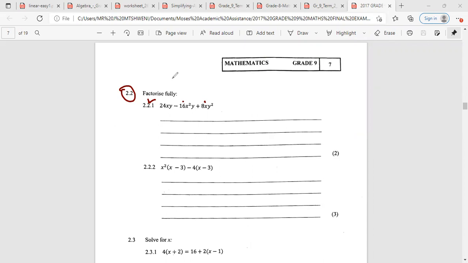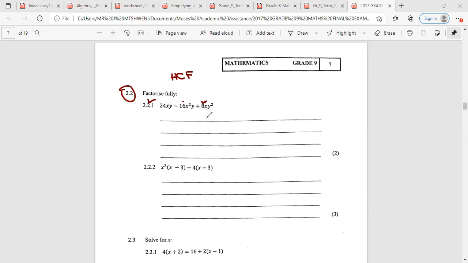First things first, we are looking for the highest common factor before we continue to do other things. We have 24, 16, and 8. Look at just the values first. The highest common factor is a value that can divide 24 without leaving a remainder, divide 16, and divide 8 without leaving a remainder. Usually what I do, I take the lowest value, which is 8 here.